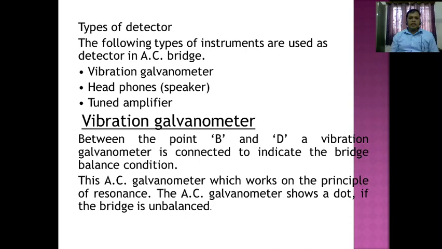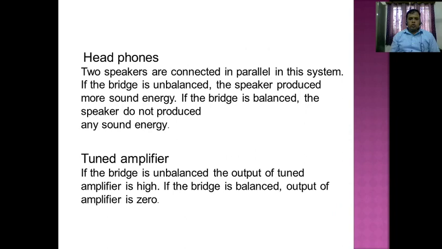Now we will talk about the vibration galvanometer. Between the points B and D of the bridge, a vibration galvanometer is connected to indicate the bridge balance condition. This AC galvanometer, which works on the principle of resonance, shows a dot if the bridge is unbalanced. So if it is showing a dot in the vibration galvanometer, then the bridge is said to be unbalanced.